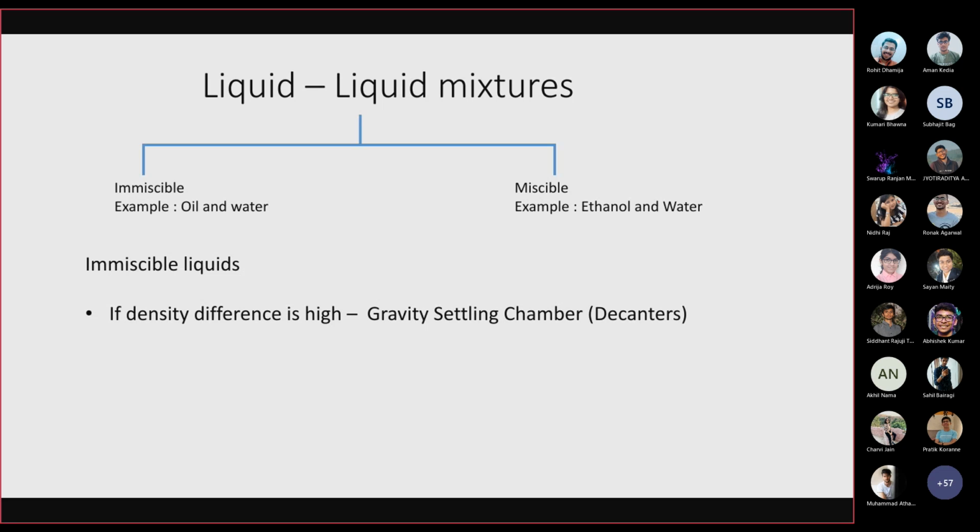simply by gravity settling we can separate them. Often these gravity settling chambers are called decanters. In technical terminology, these gravity settling chambers are called decanters. If the density difference is low, where separation with gravity is tough, we use centrifugal separators. In technical terms, the centrifugal separators are called centrifuges.